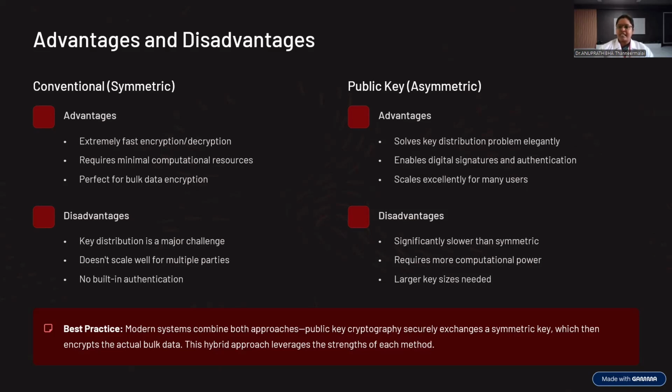Similarly, for public key, that is asymmetric encryption, advantages are it solves the key distribution problem elegantly, enables digital signatures and authentication, and scales excellently for many users. Disadvantages are that it is significantly slower than symmetric, requires more computational power, and larger key sizes are needed. So the best practice is that modern systems combine both approaches. Public key cryptography securely exchanges a symmetric key, which then encrypts the actual bulk data. So this hybrid approach leverages the strengths of each method.